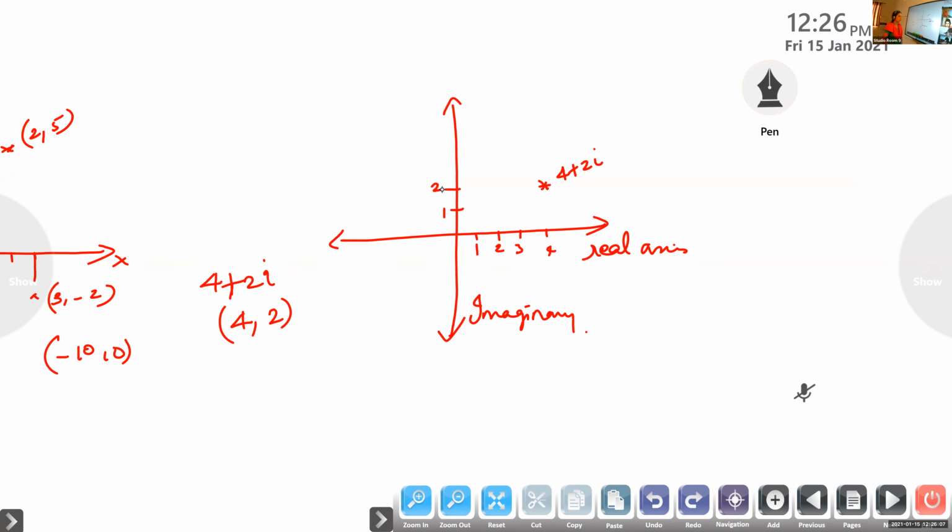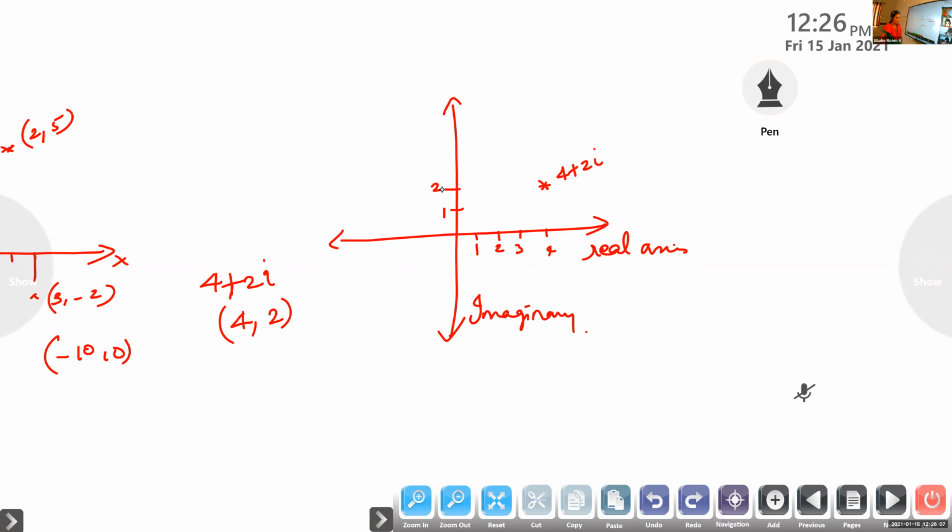4 plus 2i. Real part is 4 and imaginary part is 2. Suppose you are given a number 5 minus 3i. Then what will you do? Real part is 5 and imaginary part is minus 3. 5 minus 3i. As an ordered pair, we can write this as 5 comma minus 3.